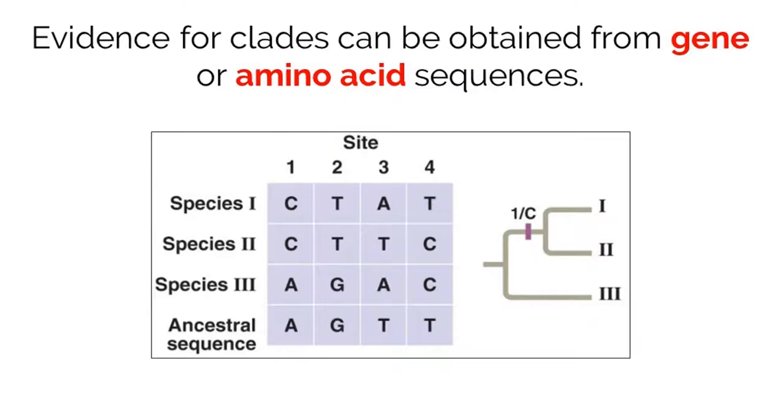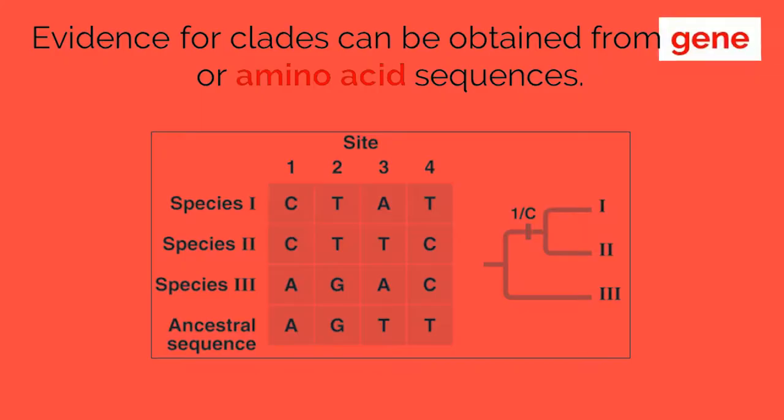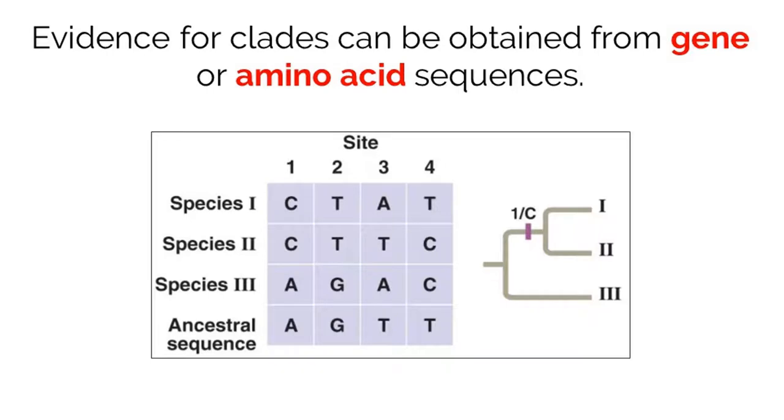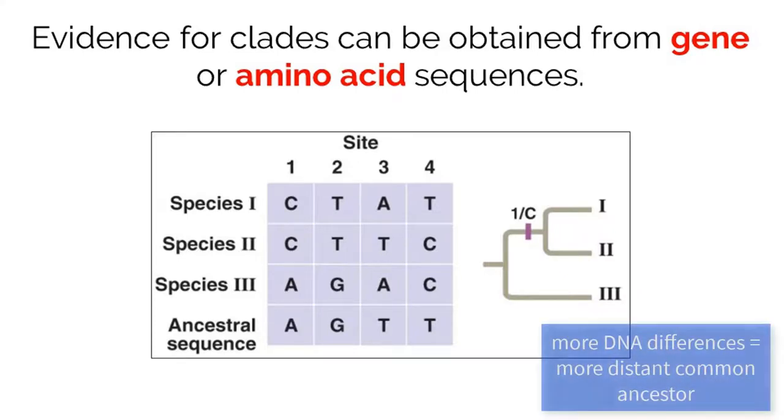The best evidence that we can use to construct cladograms comes from gene and DNA sequencing. If we know the DNA differences between species, we can begin to piece together a cladogram, assuming that a higher rate of differences equates to those organisms sharing a more distant common ancestor.